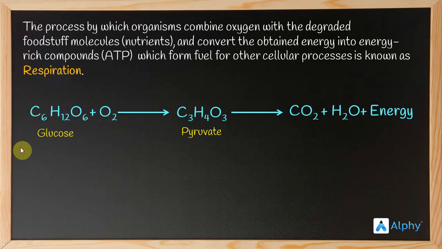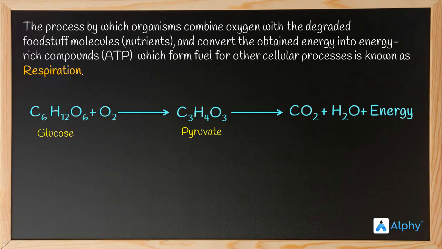Here our glucose is a 6 carbon molecule. We call it a 6 carbon molecule because it has 6 atoms of carbon, along with 12 atoms of hydrogen and 6 atoms of oxygen. Now our 6 carbon molecule glucose will react with oxygen to form pyruvate. This step, the formation of pyruvate from glucose, is called glycolysis.